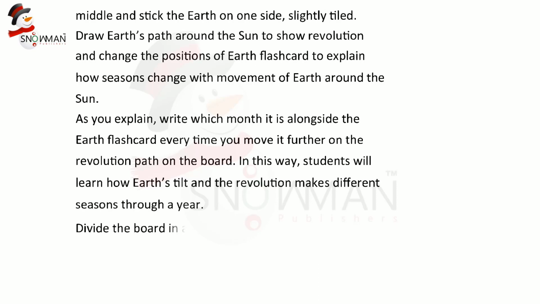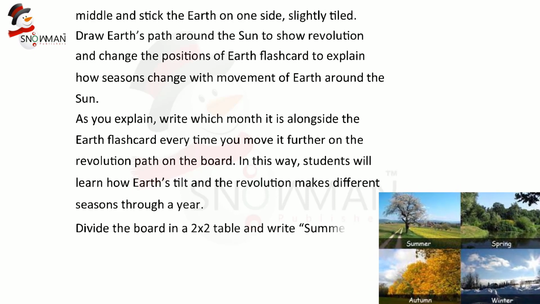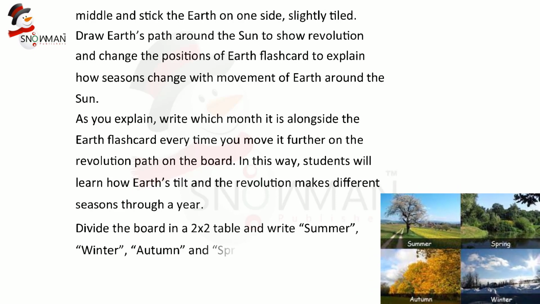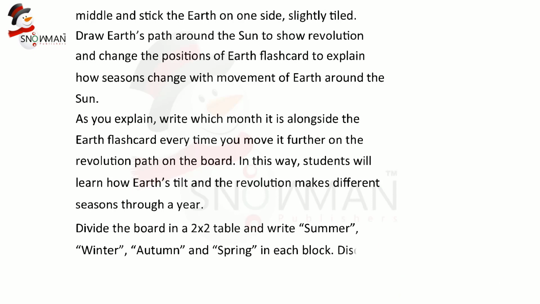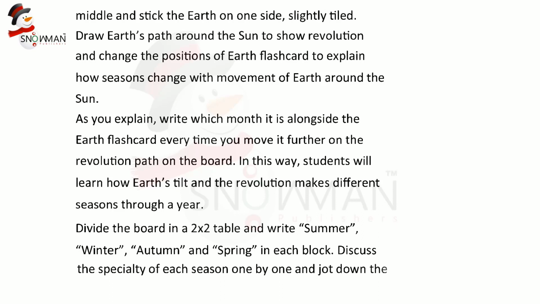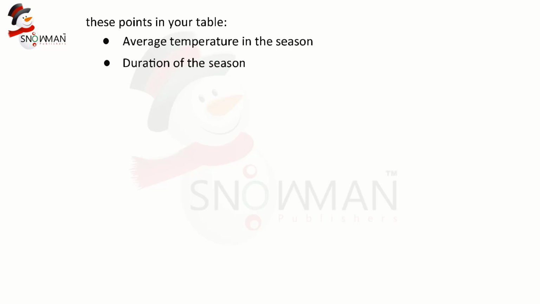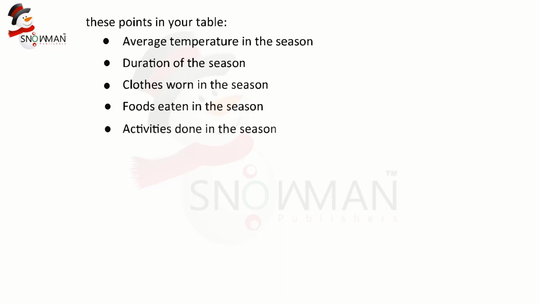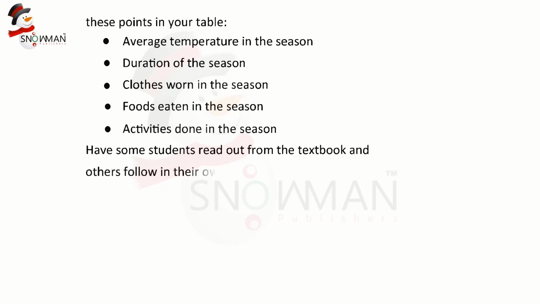Divide the board in a 2x2 table and write summer, winter, autumn, and spring in each block. Discuss the speciality of each season one by one and jot down the important points in the boxes on the board. Include these points in your table: average temperature in the season, duration of the season, clothes worn in the season, foods eaten in the season, activities done in the season. Have some students read out from the textbook and others follow in their own books.